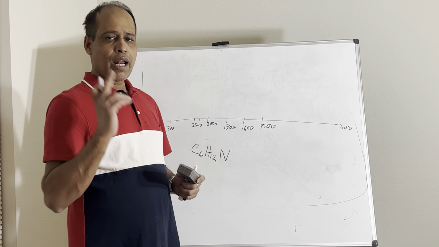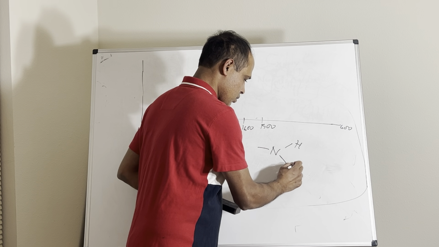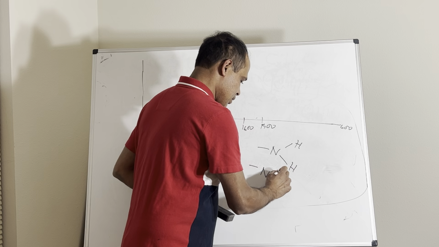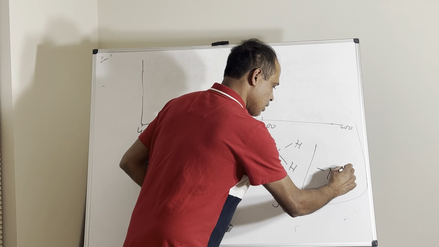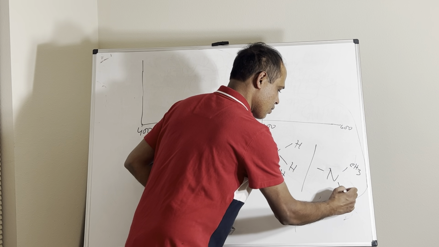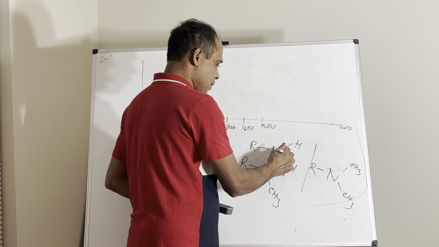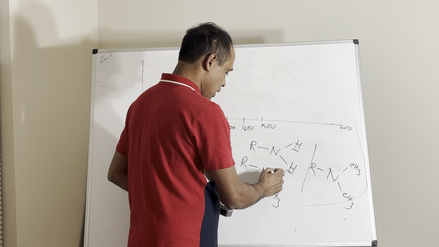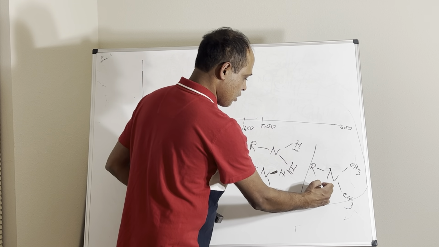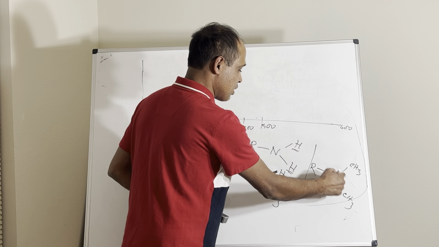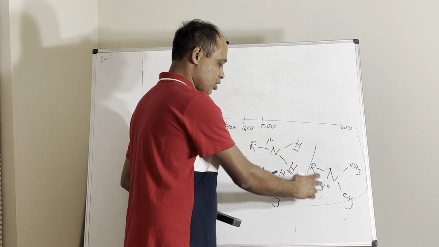That nitrogen can be three different things: one is a primary amine, one is a secondary amine, and one is a tertiary amine, like R. Suppose R. This is a primary amine because you have 2 hydrogens, and this is a secondary amine, you have 1 hydrogen attached here, and this is a tertiary amine, or 3 degree amine, there is no hydrogen attached to the nitrogen. So we can say 1 degree, 2 degree, and 3 degree amine.